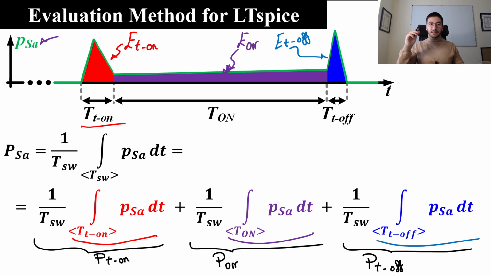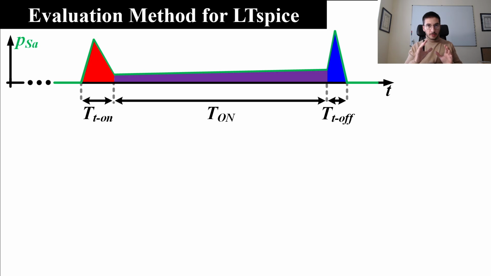The good point is that evaluating energies is very easy in LTspice, as we will see in the next video, because we can plot the instantaneous power, and then LTspice allows us to evaluate integrals. So in this way we can evaluate individually each contribution to the power losses of the MOSFET. And let me finish with some comments about the relationship between energy, average power, and switching frequency.